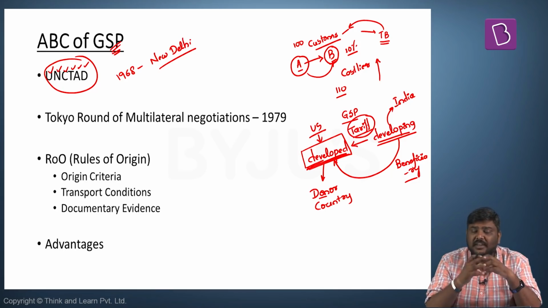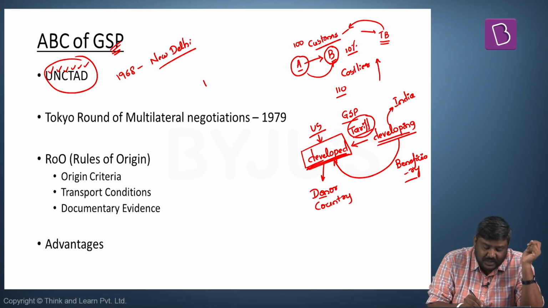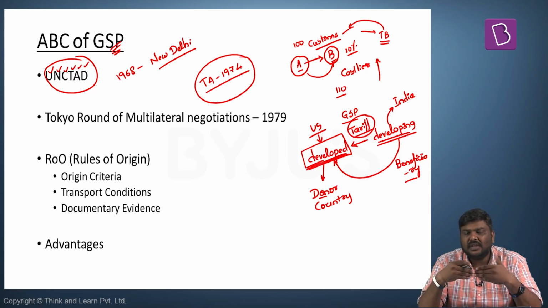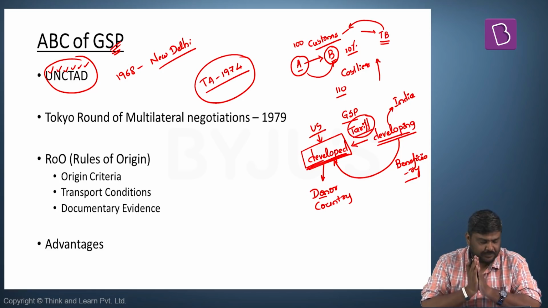and concrete measures were implemented to promote the concept of a GSP. Now, USA picked up this idea of a GSP with the passage of the Trade Act in the year 1974, and with the passage of this act, it started giving the GSP status to various economies, including India.